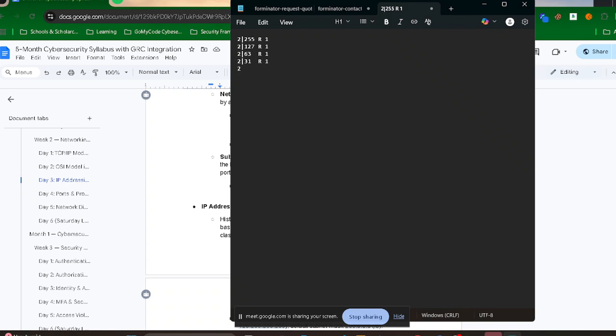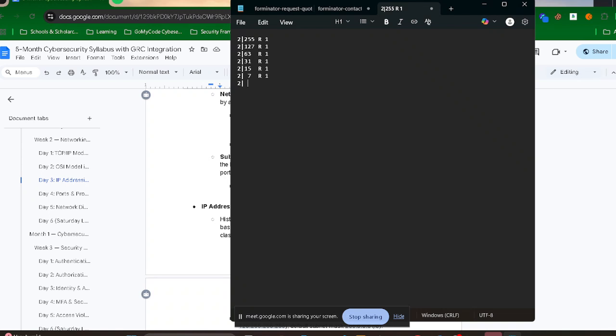Yes, sir. And then we have 31 divided by 2. That's 15 remainder 1. Do you understand? Then this one, 15 divided by 2 will give us 7 remainder 1. Rose, do you understand?